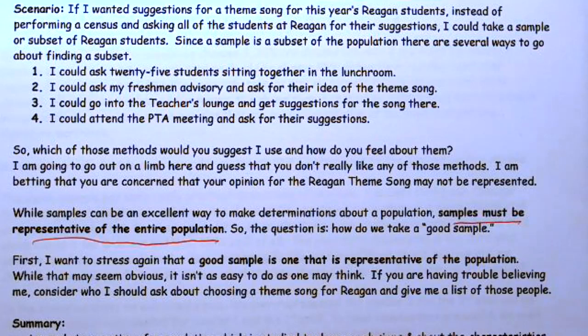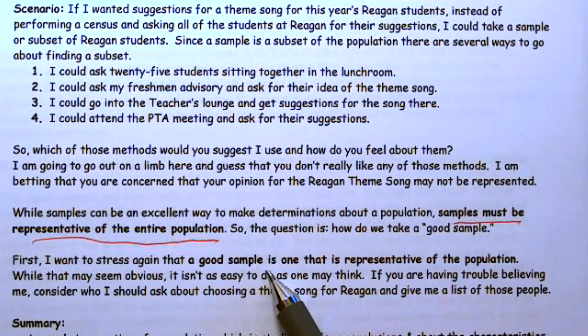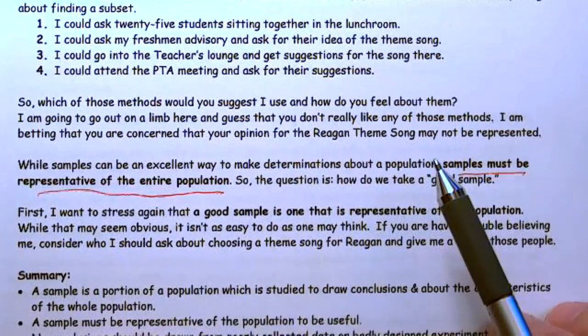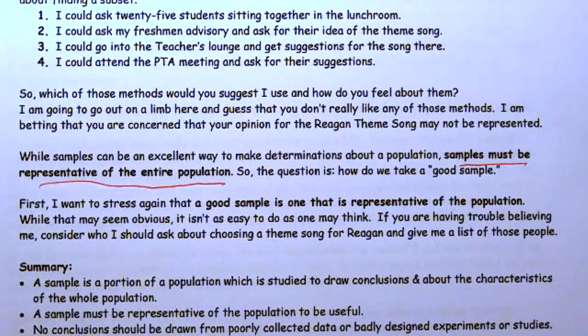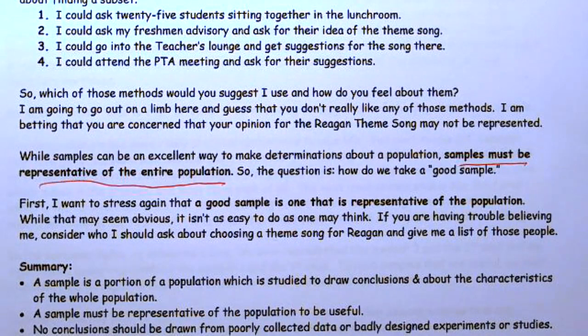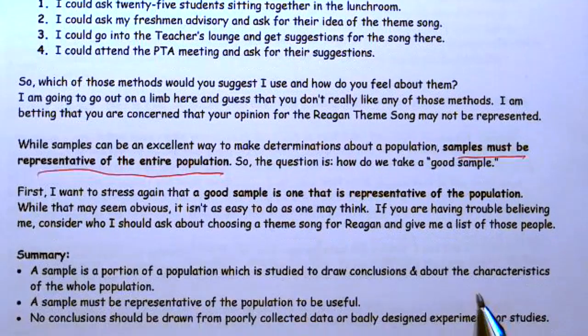Again, a good sample is one that is representative of the population. While this seems obvious, it isn't as easy to do as one may think. If you're having trouble, believe me, consider who I should ask about choosing a theme song for Reagan and give me a list of those people. And as soon as you give me a list, know that it was your list, and no one else is probably going to give me the exact same list. So it's probably not the most representative. So how do we collect a good sample?